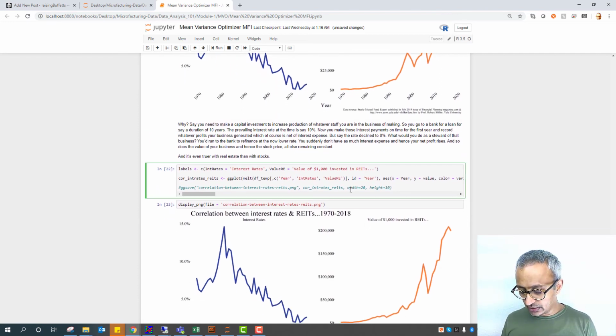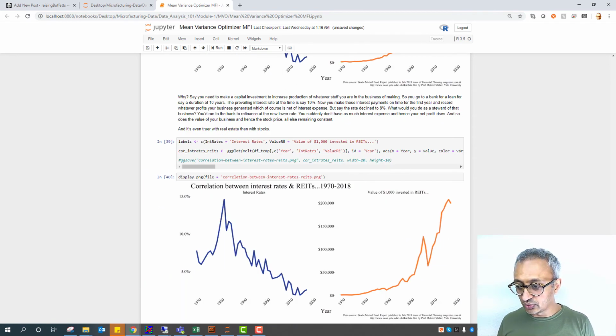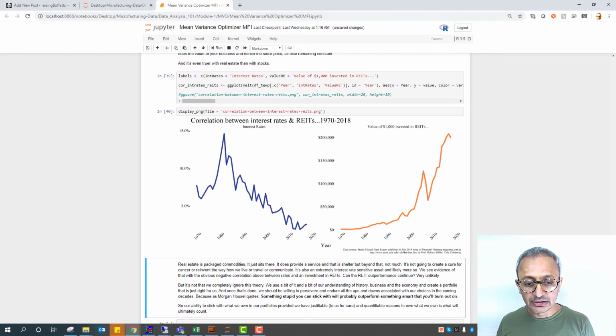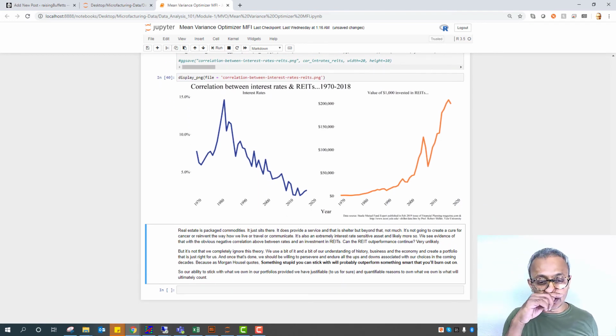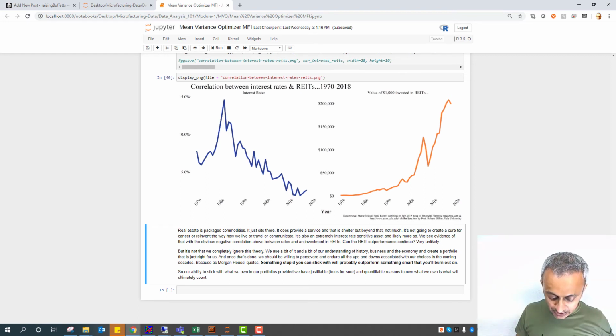And something very similar happens in real estate. Actually, real estate happens to that to an even bigger extent, because real estate is basically packaged commodities, right? So it just sits there. It doesn't reinvent the wheel. It doesn't come up with a cure for cancer or anything. It's just a place to provide shelter, right? So it's a very interest rate sensitive asset, because a lot of the stuff people do in real estate business are basically done with borrowed money, right?